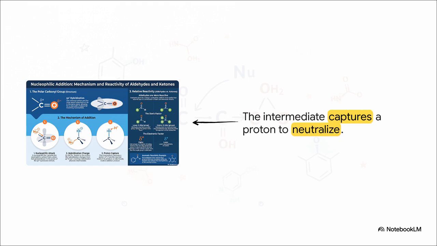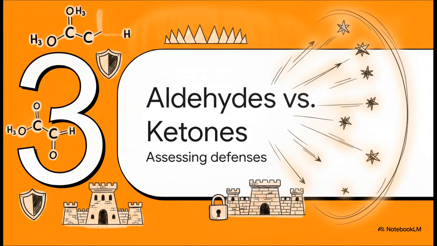But of course, that intermediate is super reactive and unstable. I mean, the heist isn't really over until the molecule is neutralized, right? So in phase 3, this negatively charged intermediate reaches out into the surrounding reaction medium and captures a proton, an H+ ion. The oxygen bonds with this proton, completely neutralizing the overall charge of the molecule and producing a stable, electrically neutral addition product. And just like that, the breach is complete. The target has been permanently altered. Let's move to Section 3, aldehydes versus ketones reactivity, assessing the defenses.